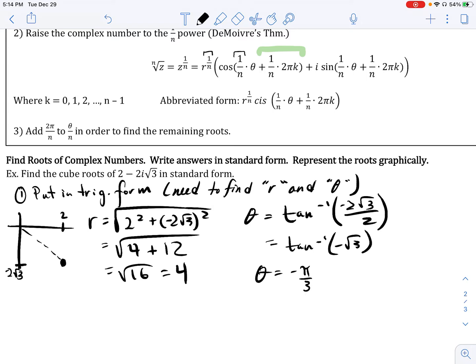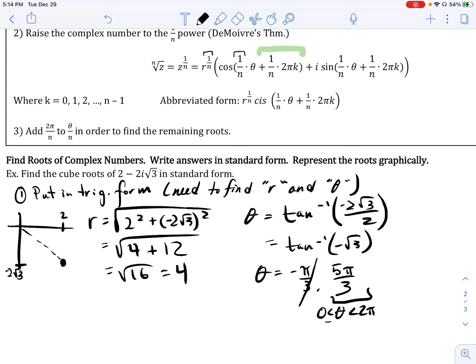However, we want to express our angle as an angle from 0 to 2 pi. So that's pretty easy to do. We're just going to express this -pi/3. We're just going to add 2 pi over it to write this as 5 pi/3. So that way theta is between 0 and 2 pi. Okay, so we're expressing an angle between 0 and 2 pi.